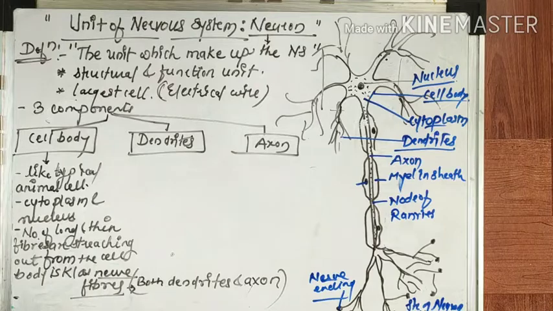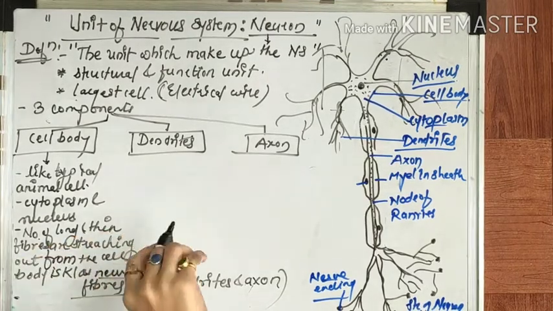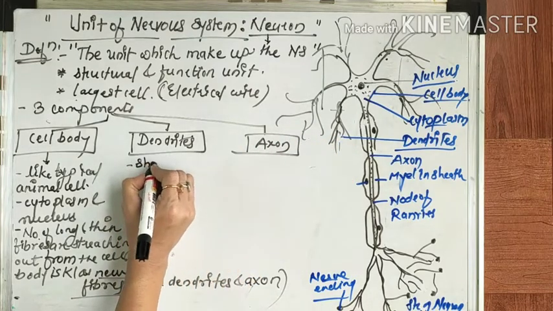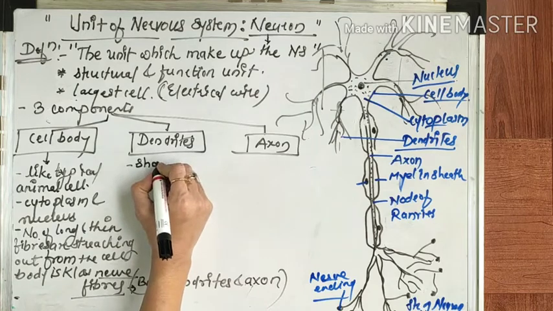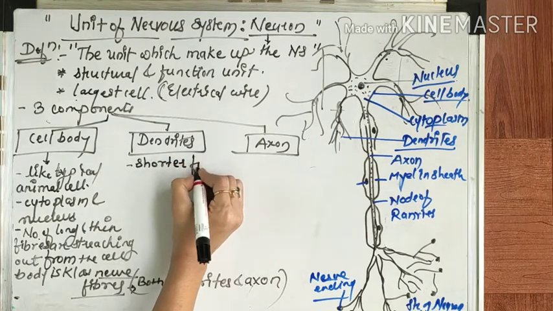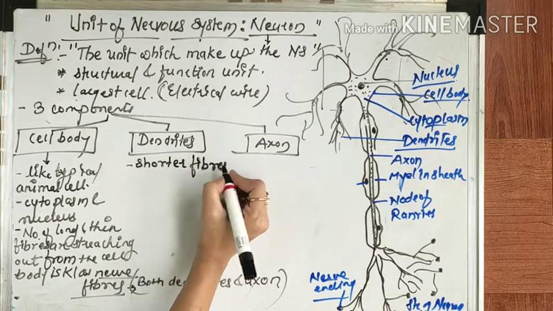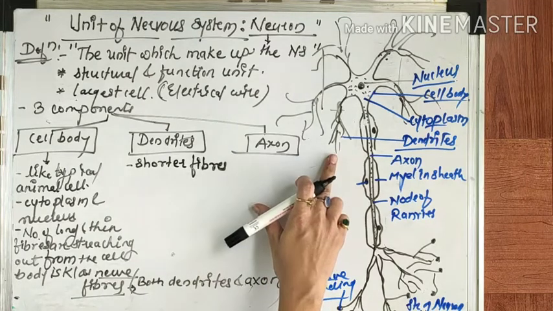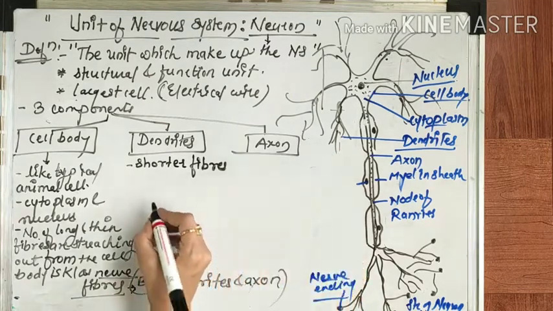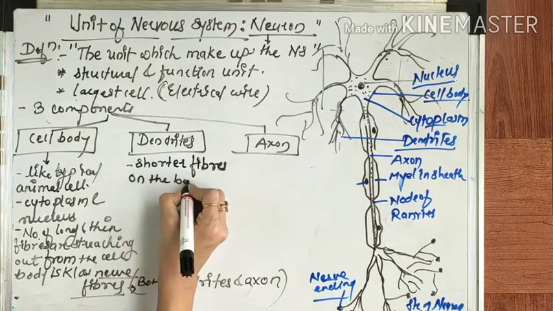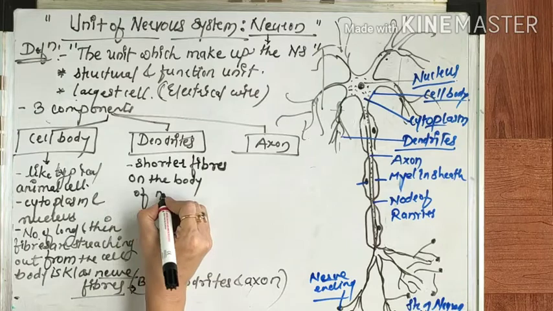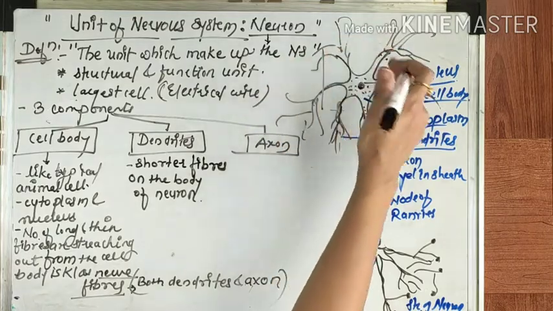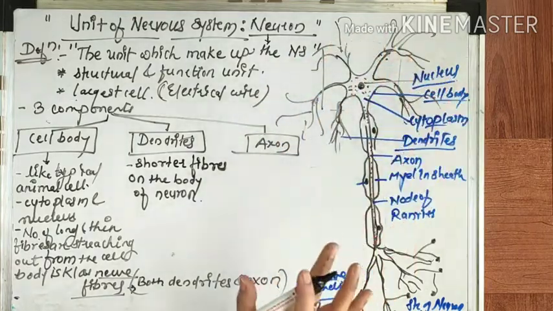Okay, so dendrites are shorter fibers, you can see the short fibers. These are nothing but the shorter fibers on the body of a neuron, that is called dendrites. You can see the shorter fibers on the body of a neuron are called dendrites. So you can see this tree-like, thread-like structure, that is called dendrites.